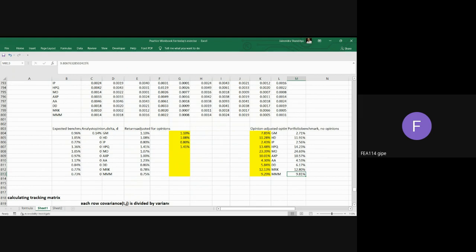So this, in brief, or in the shortest way of putting it, is the Black-Litterman approach, how a portfolio manager does it in his office.